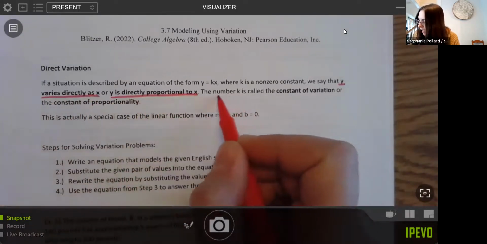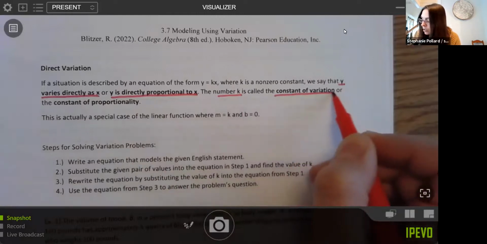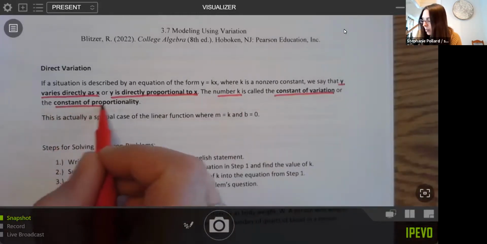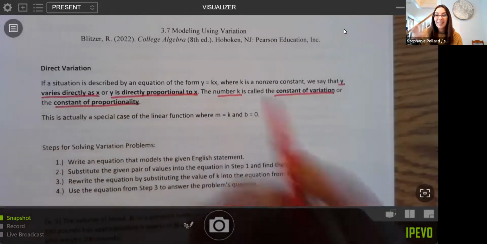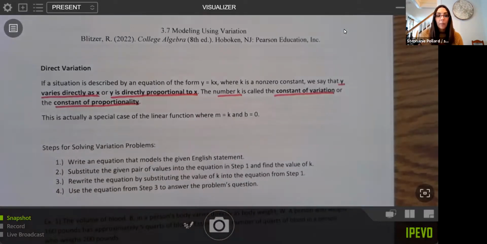The number k is called the constant of variation or the constant of proportionality. And again, it's the same thing. Personally, I feel like the constant of proportionality is probably what you've heard more. That's often taught in middle school or high school, depending on where you go. But it's the same idea. So variation and proportionality, basically the same idea here.